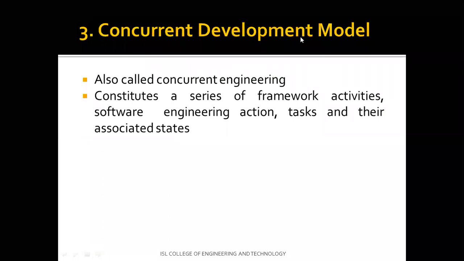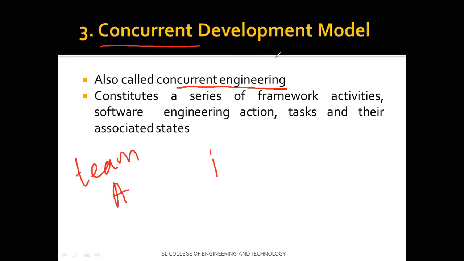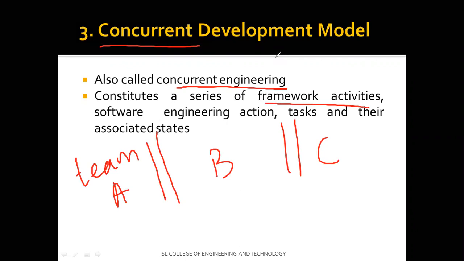The last model is the concurrent development model. This model is also called the concurrent engineering model. As the name concurrent means, you're again going to have multiple teams: a team A, a team B, a team C. All these are working concurrently at the same time. Now, this concurrent model is going to make use of framework activities. What are framework activities? The activities that are used within the waterfall model: communication, planning, modeling, construction, design. Remember, you need to remember this in an order.